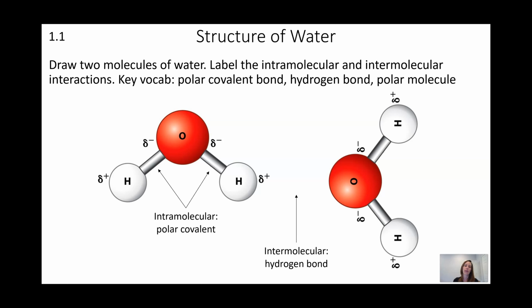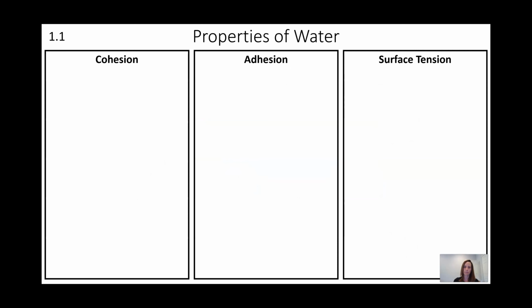I should point out that a polar covalent bond is different from saying it's a polar molecule. The polar covalent bond refers to just one oxygen to hydrogen connection within a molecule, and that's an uneven sharing of electrons. Saying it's a polar molecule means if we step back a little bit and look at the overall structure of this molecule, there's a slightly negative side and a slightly positive side. So the molecule as a whole, because of those polar covalent bonds, is a polar molecule.